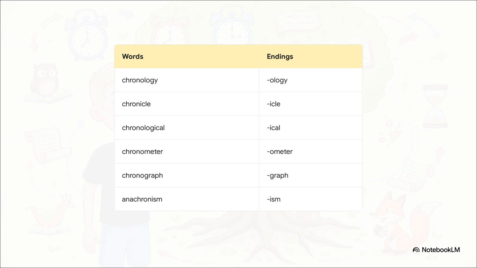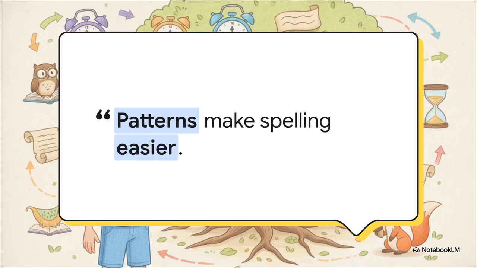Like, notice how chronology ends in O-L-O-G-Y, but chronicle has that sneaky I-C-L-E ending, or how easy it is to swap chronological with chronometer when you're rushing. The secret is to isolate those tricky endings: ology, icle, ometer, ic, graph, ism, and sphere. I really want you to burn this into your brain.